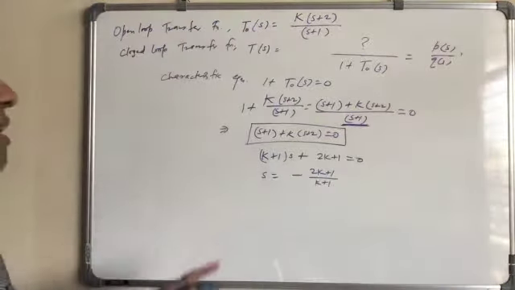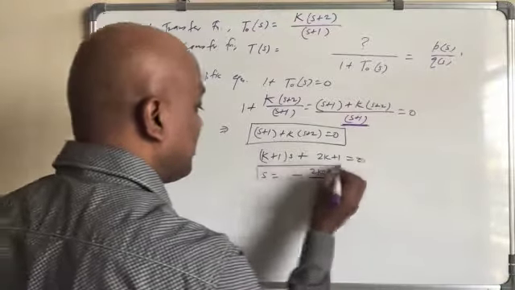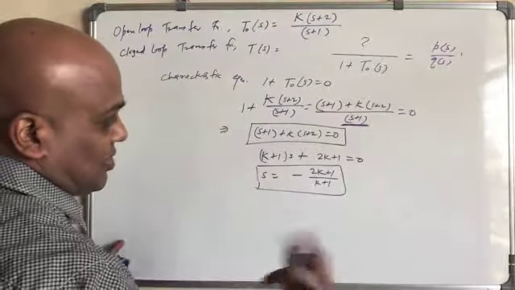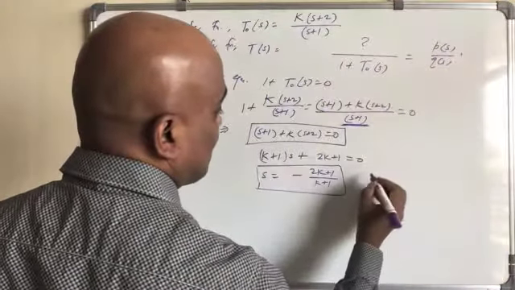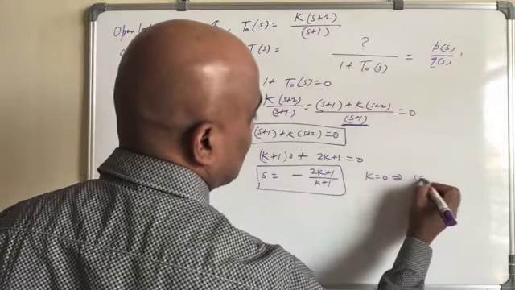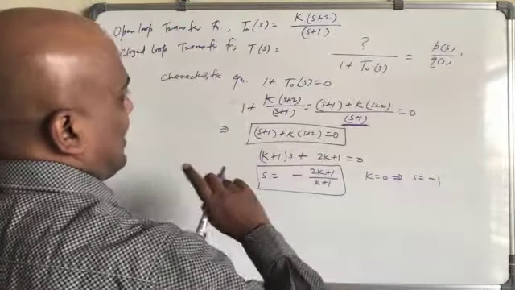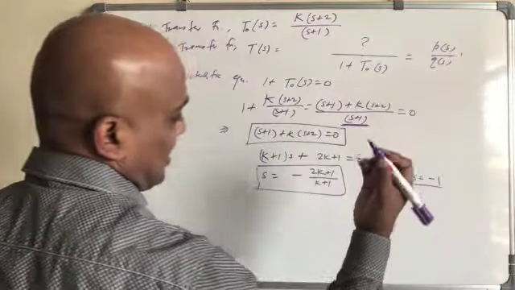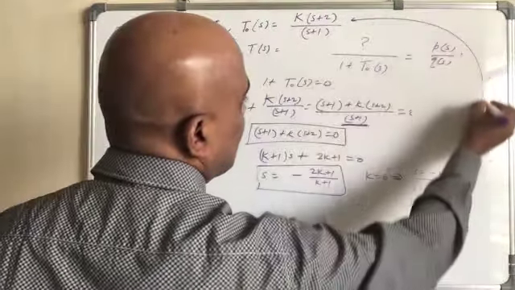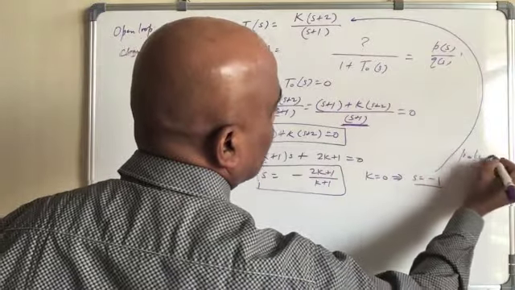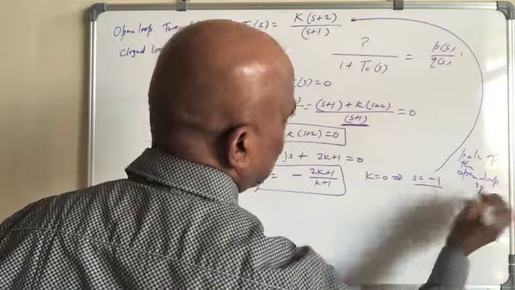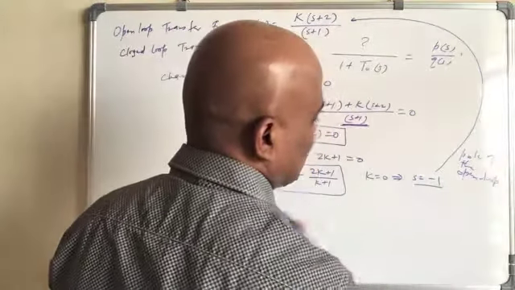So this is what the root is, and if you want to plot it, how will you plot? Remember, we start with K equal to 0. So K equal to 0 gives s equal to minus 1, right? Now s equal to minus 1 is coming again, and this actually corresponds to the pole of the open loop system, the open loop transfer function.